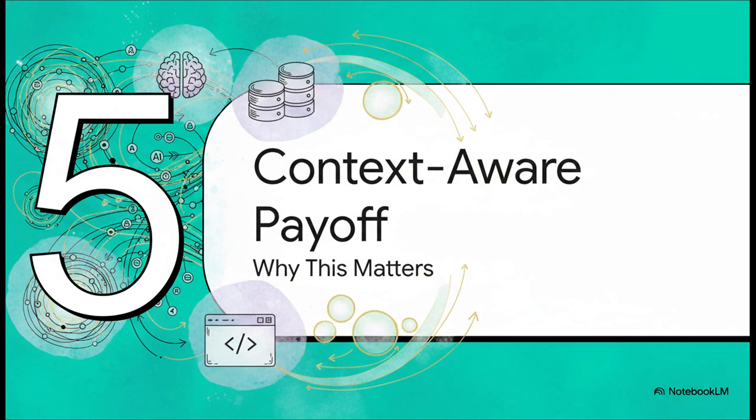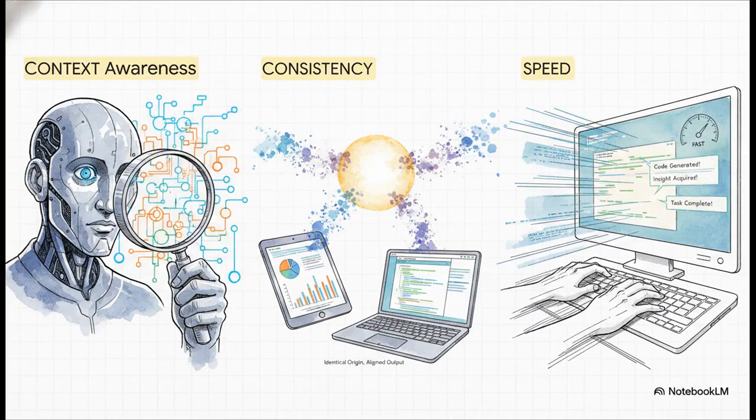All right, let's bring it all home and talk about the payoff. Why does this integration really matter? What are the tangible benefits you get when you make your AI assistant truly context-aware? It really comes down to three huge advantages. First, you get true context awareness. Your AI stops guessing about your schema and starts reading it directly. Second, you get consistency. Because everything is grounded in the exact same data and logic, your AI agents and your BI reports are always going to be in sync. And finally, speed. You get answers and you generate code instantly without that constant, frustrating context switching between different tools.